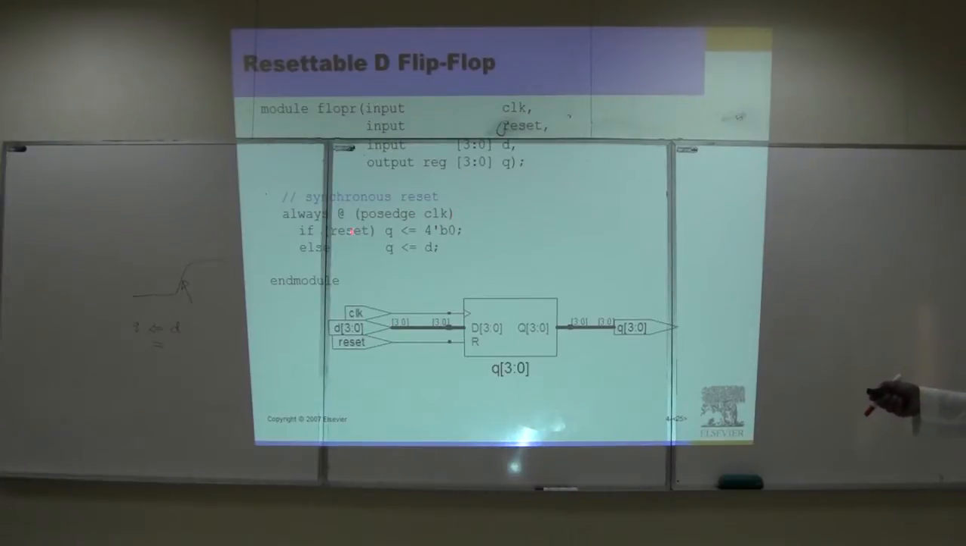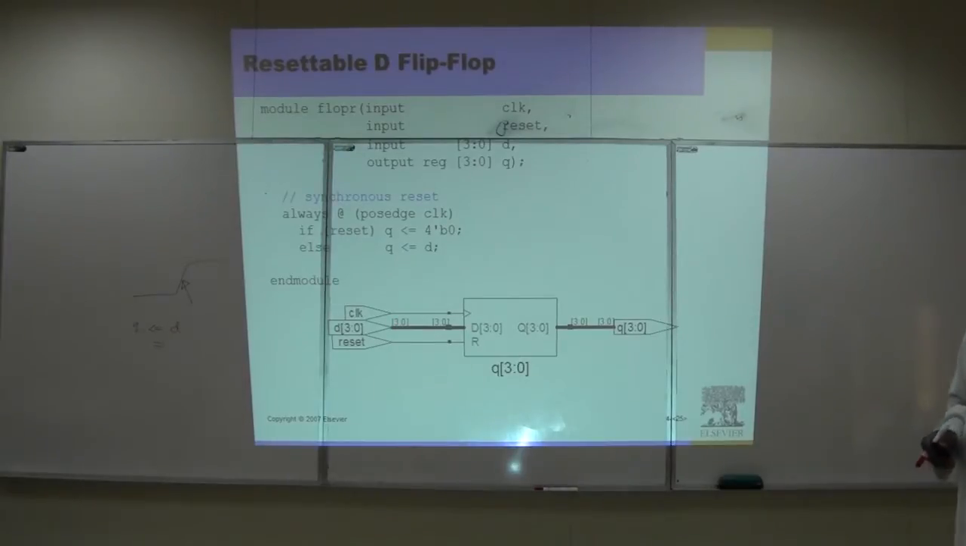But say if there is an edge for the clock, then this one is true, right? So the code will check that if your reset is high, then it will make the output all 0. Else, you give it an edge, maybe you want to load some data, right? You do not want to reset. You want to load some data.